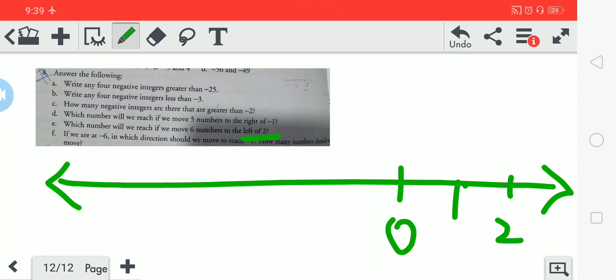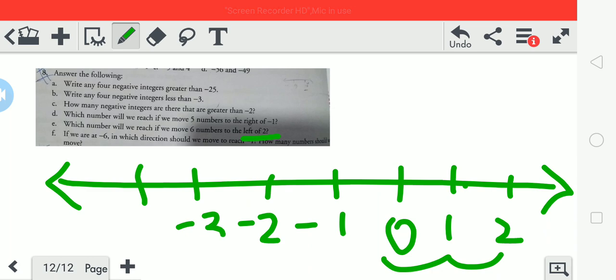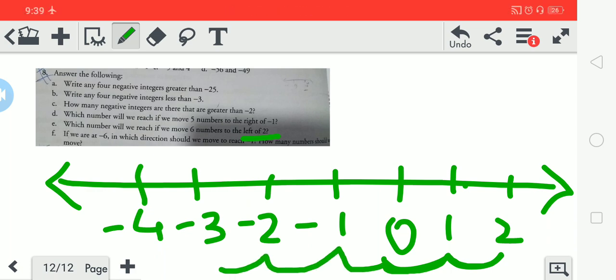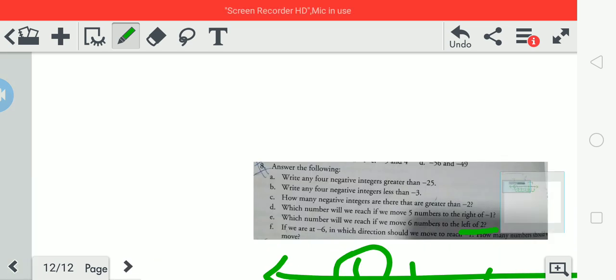Here is 0 and here is 1, right. So move 6 times, take 6 moves. This is 1, 2, 3, 4, 5, 6. Now assign the numbers -1, -2, -3, -4. Now see my moves: 1, 2, 3, 4, 5, 6. 6 moves I have to take to the left, then I will reach the -4 point. So in this case -4 is my answer, right.